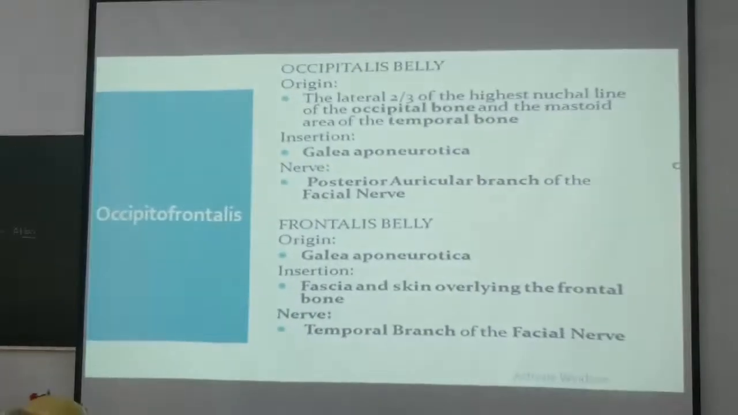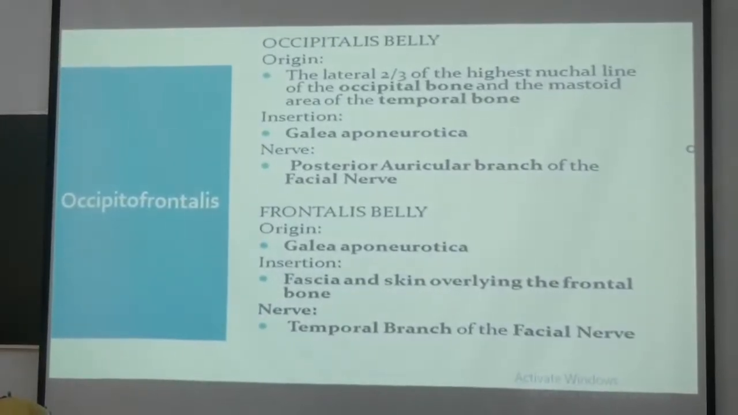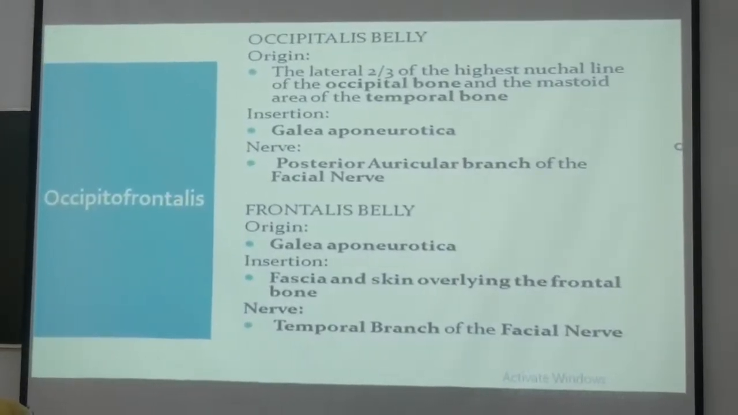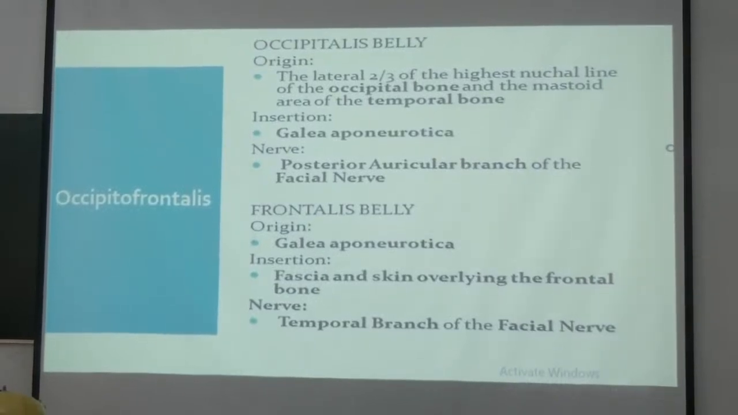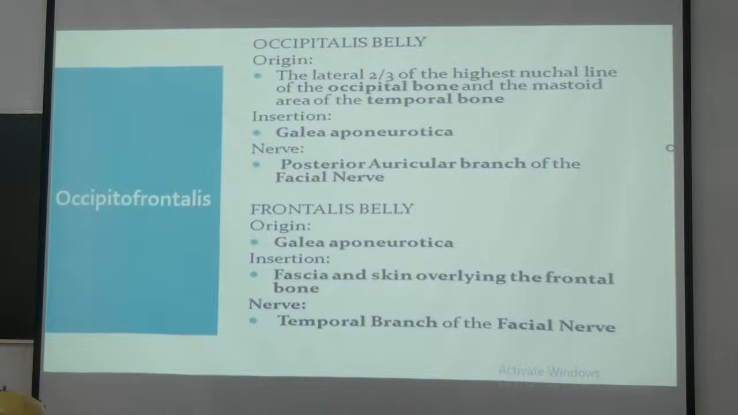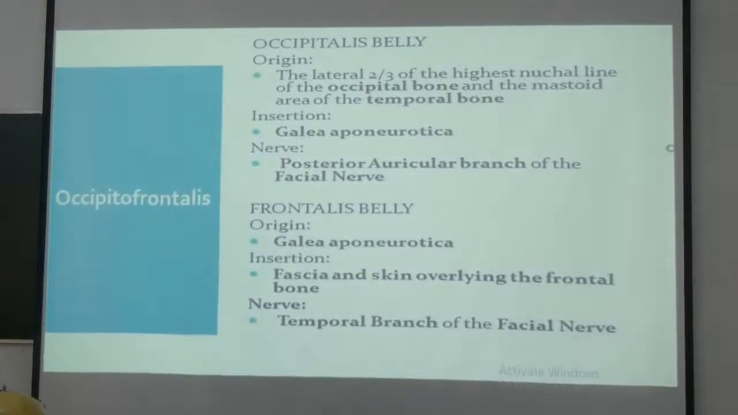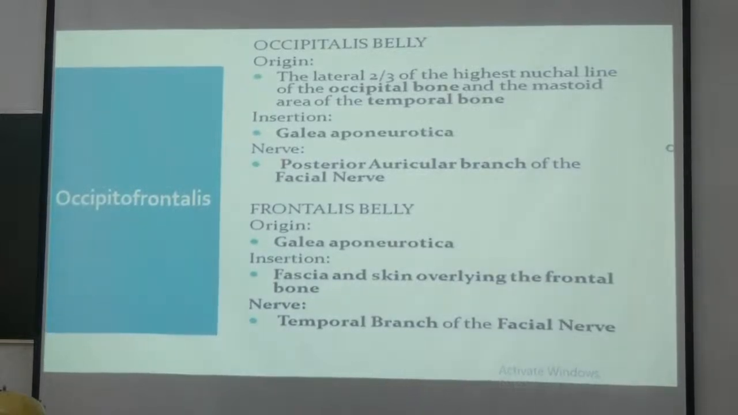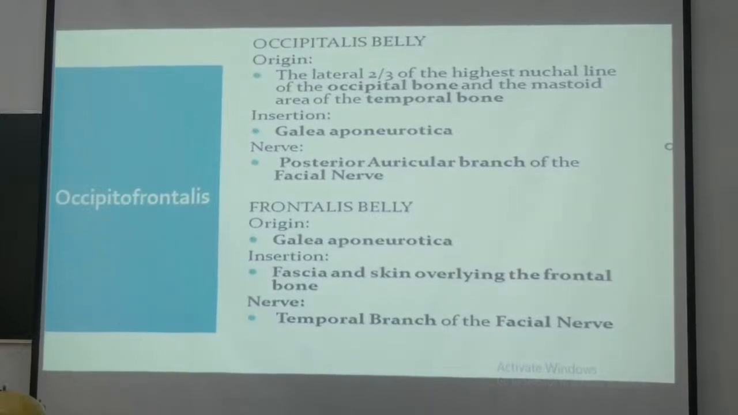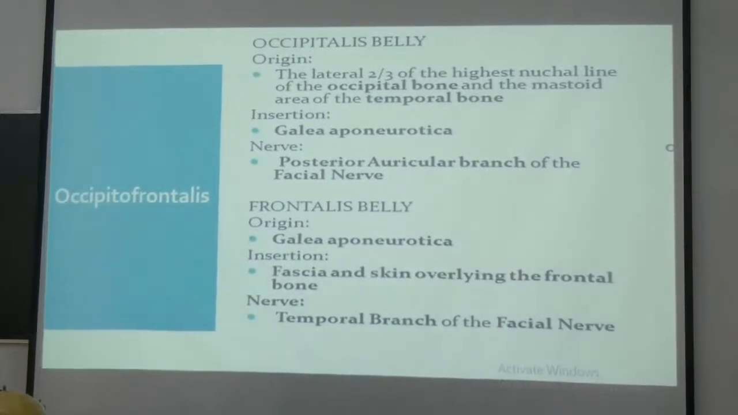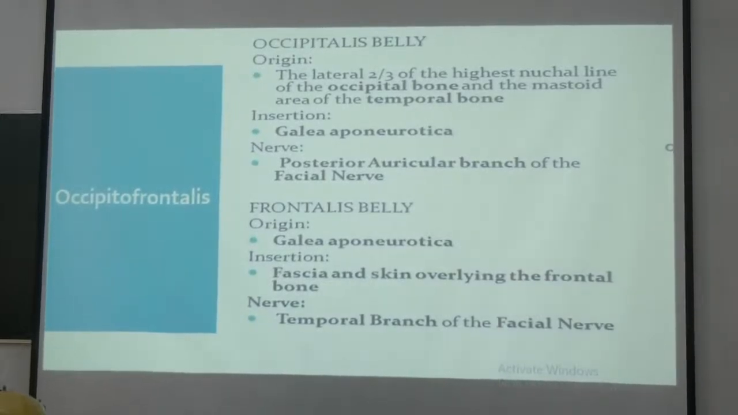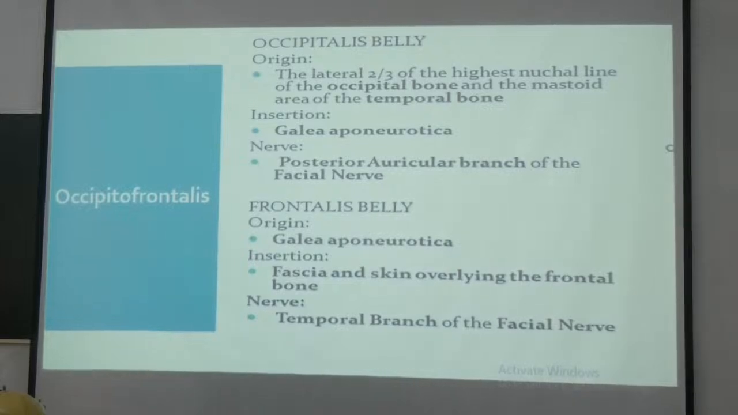Now write it down. This can come as a long question or a short note: occipitofrontalis. Some muscles you have to study in detail. It has 2 bellies, one occipital belly and another frontal belly. The occipital belly originates from the lateral 2/3 of the highest nuchal line. Where is the highest nuchal line? On the occipital bone. Insertion is into the galea aponeurotica. So tell me something about galea aponeurotica.